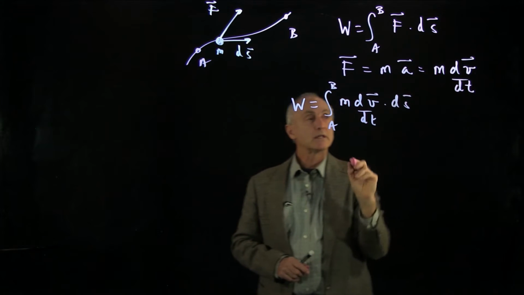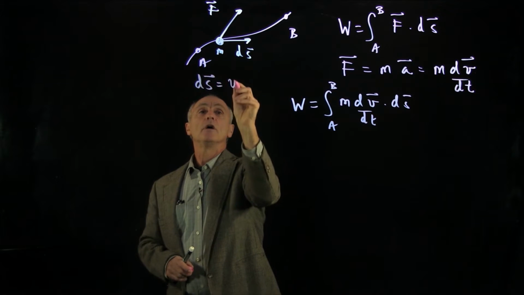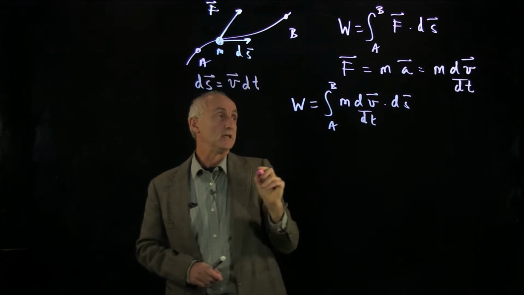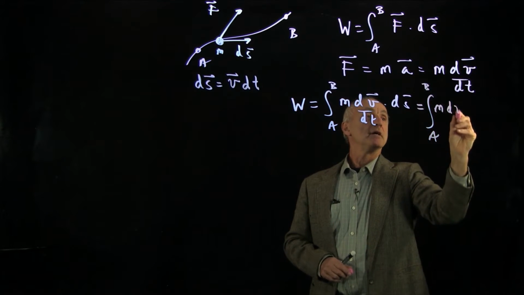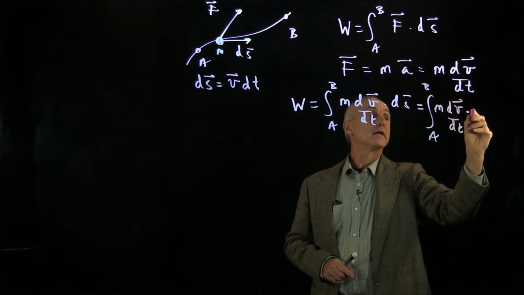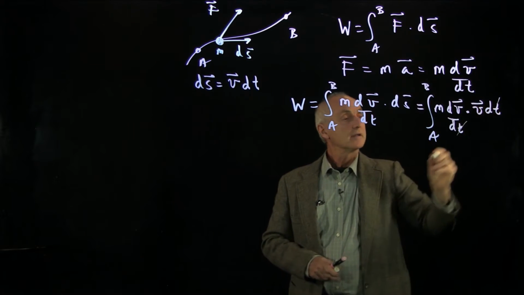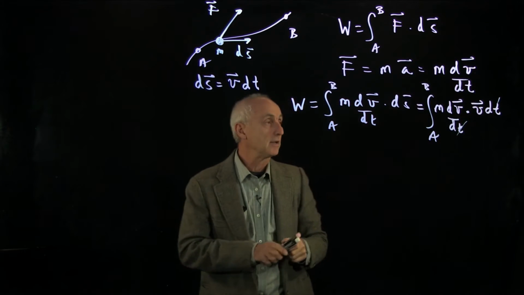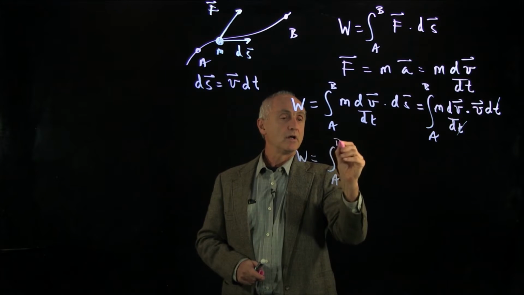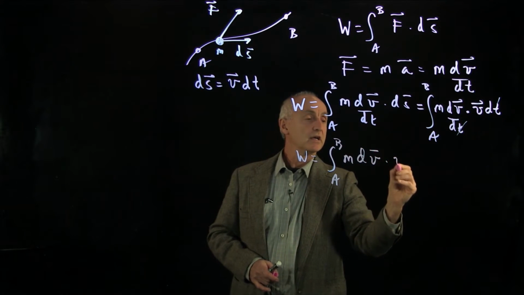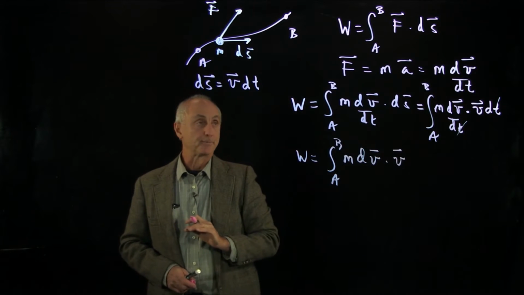of work. Now, what I'd like to do here is to note that the displacement of a particle is always equal to the velocity times dt. So if we put that result in here, the integral from A to B of m dv/dt dot v dt, you can see that we can cancel dt's, which is essentially taking the time out of this integral and writing the work entirely in terms of the small change in velocity dv scalar product with the velocity.